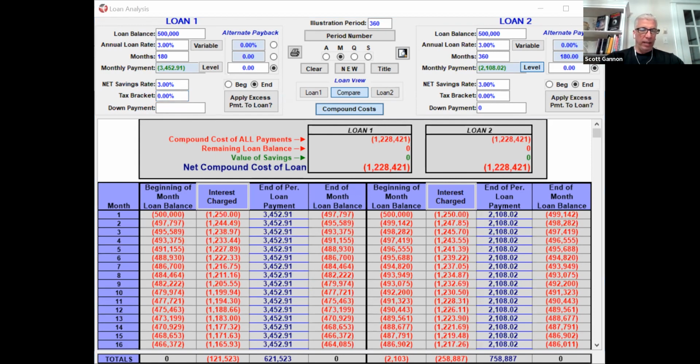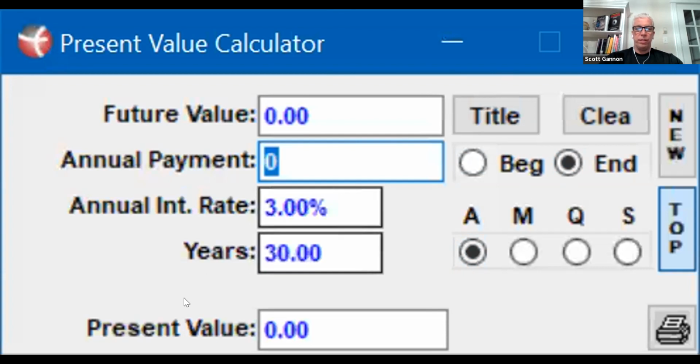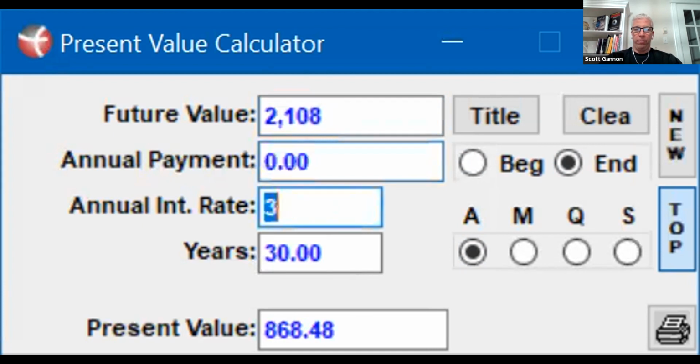So if we take a present value calculator, share that, you should be able to see a present value calculator now. And let's just look at the monthly payment over the 30-year period. So the $2,108.02. Since we know all of them are exactly the same, we can use this one because it's a 30-year payment. So what's a 30-year payment worth if inflation is 3% and the years are 30? That payment is the same as $868 in today's dollars.